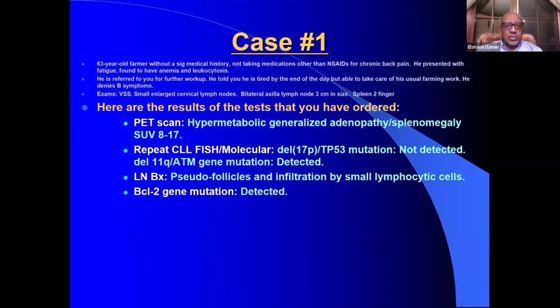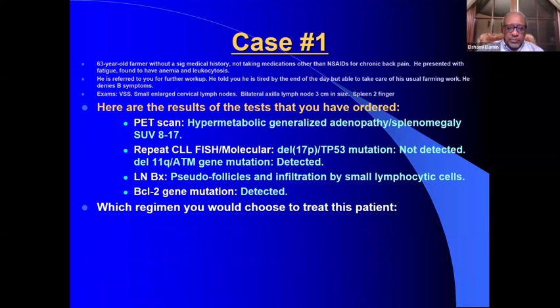A BCL2 mutation was detected. So now you found there is a mutation in BCL2. So which regimen would you choose to treat this patient now? He has a big progression, not Richter's, no new gene mutation, but a BCL2 gene mutation is detected. So which regimen would you choose to treat this patient now?